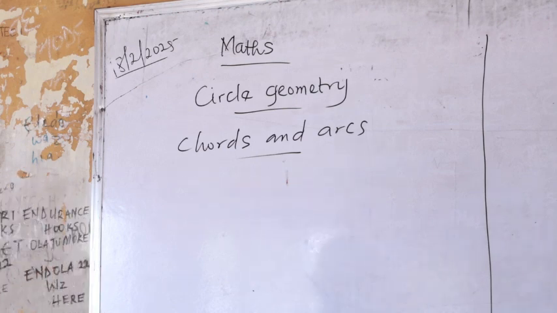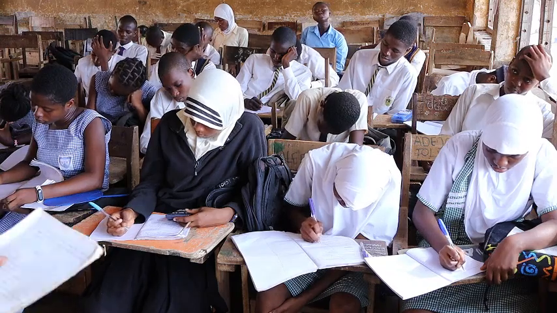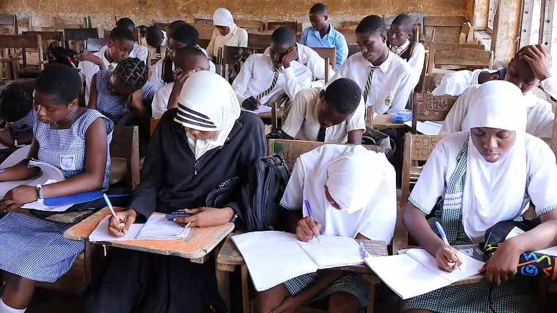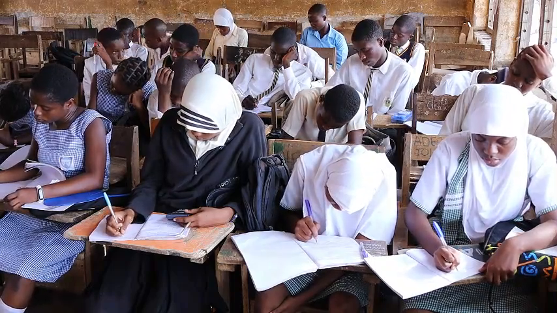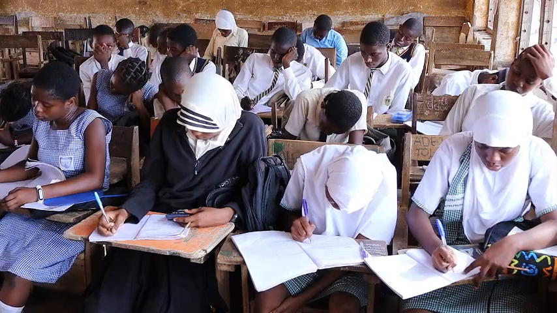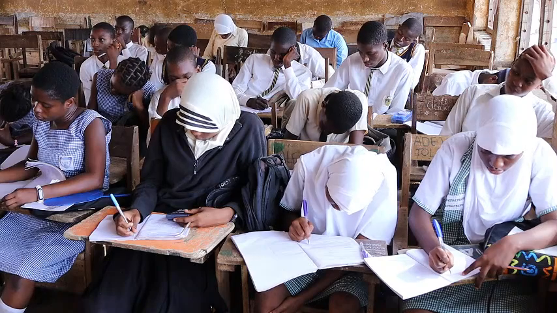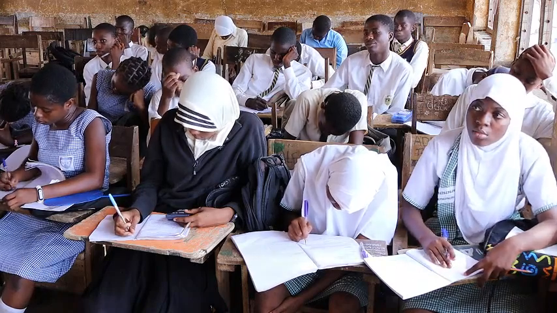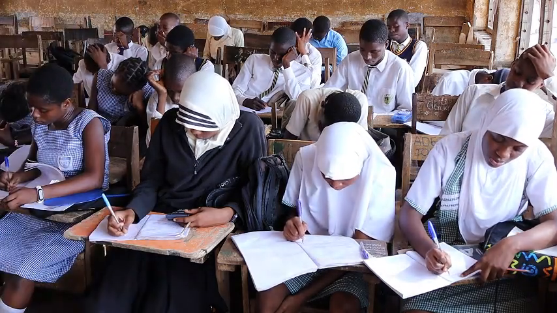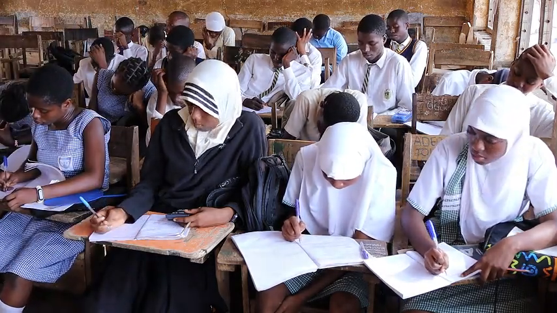A chord of the circle is a line joining any 2 points on its circumference.